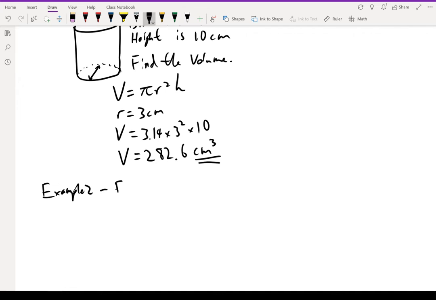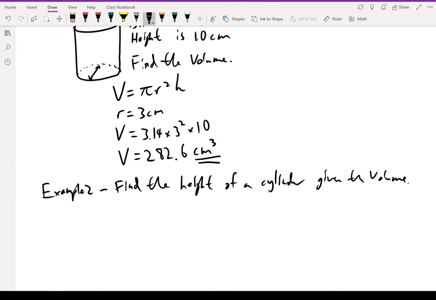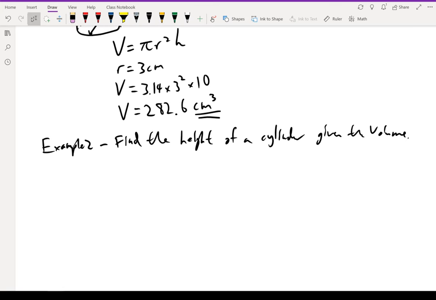we're going to find the height of a cylinder given the volume. So let's try to be a little bit more specific in this one. So let's say that a drinks company is making or designing a new aluminum can. Aluminum, that's correct. Aluminum can for a drink.